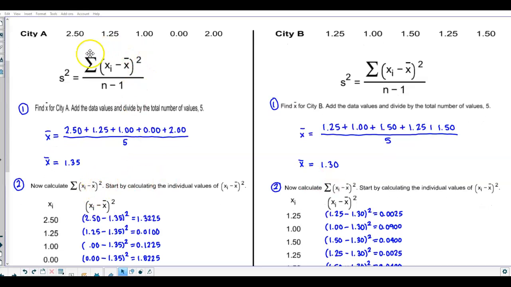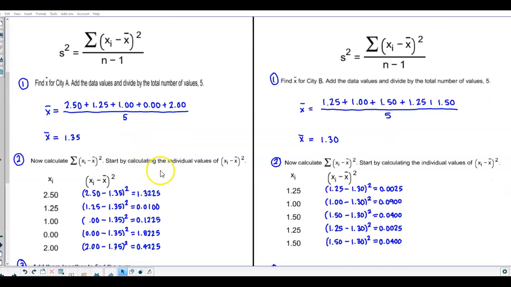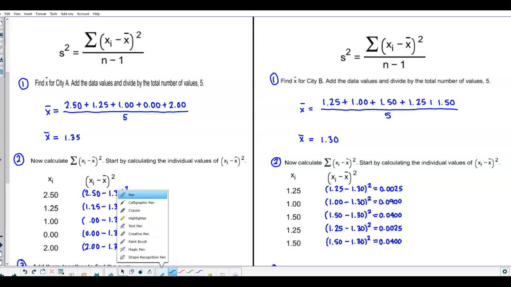Now what we want to do is calculate that numerator. By calculating the numerator, we want to start by calculating the individual values. So the individual values are $2.50, $1.25, $1, $0, and $2. And what we're going to do is subtract the sample mean that we got, which was 1.35, from each data value and then square it.